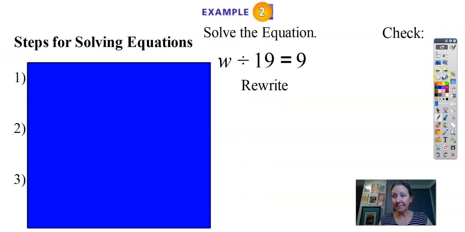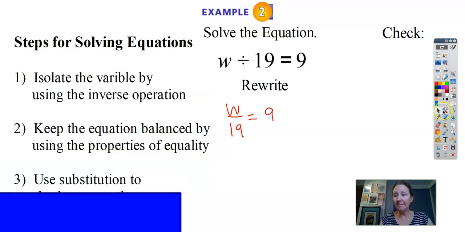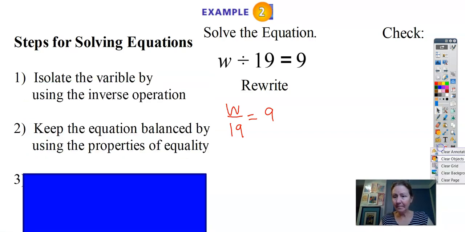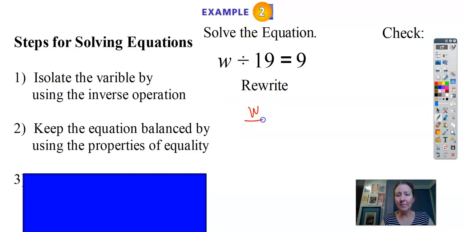Okay, here we go. You're going to want to rewrite equations that look like this to be in the fraction form, like that. Here's my steps again. Okay, so I look at this side. I'm actually going to erase that. Oops, didn't want to do that. There we go. Okay. Going to move this over, so I have w over 19 equals 9.